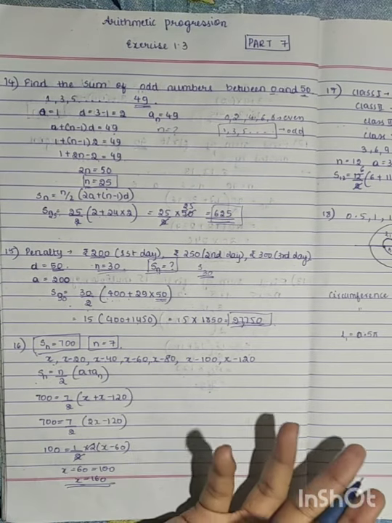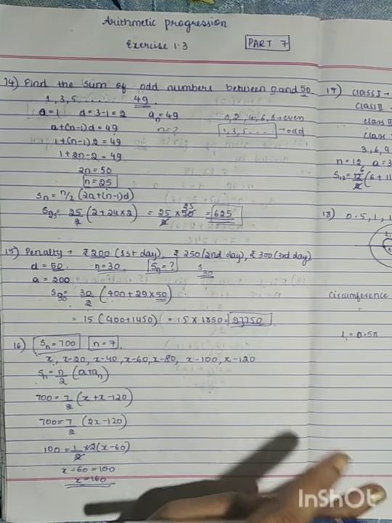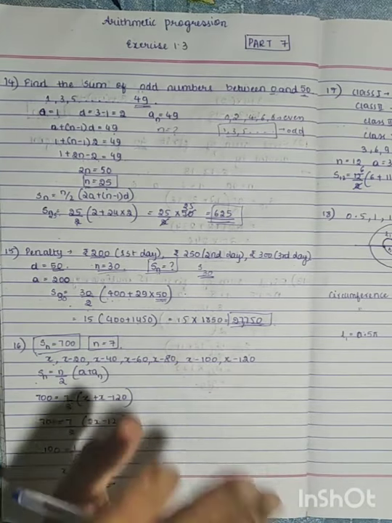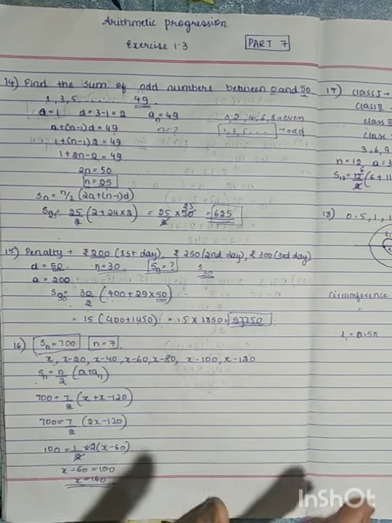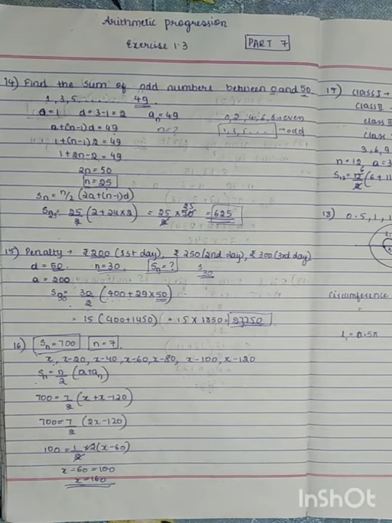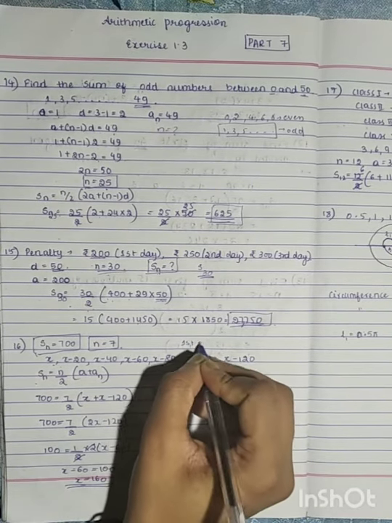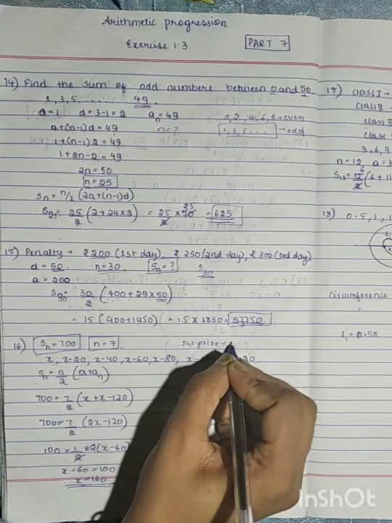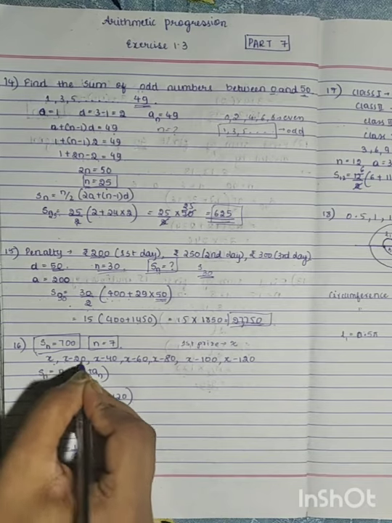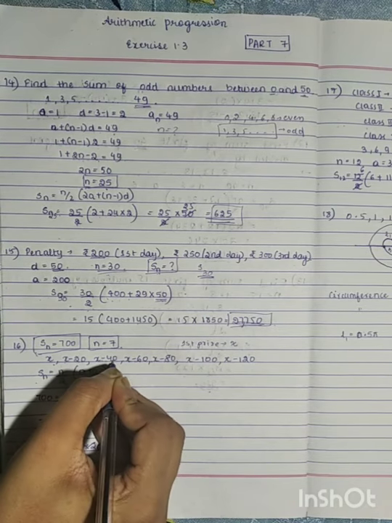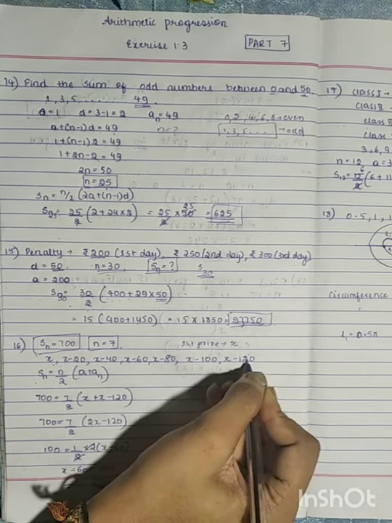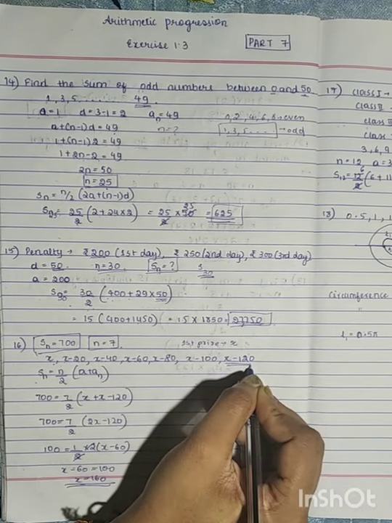But the second prize would be 20 less than the first prize. Like if the first prize is 100, the second prize would be 80, then the third prize would be 60 and so on. We are just assuming it. So let us assume the first prize to be x. The second prize would be x minus 20, the third prize would be x minus 40, and similarly for the 7 prizes, the last prize would be x minus 120.